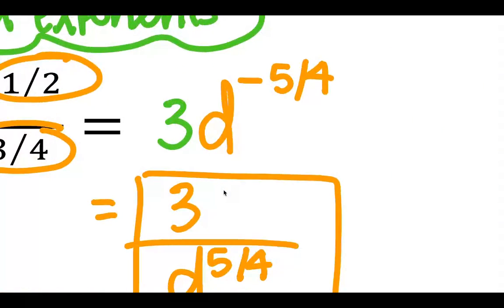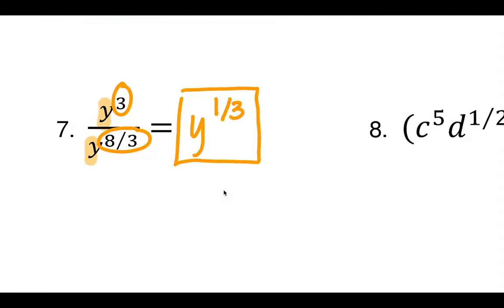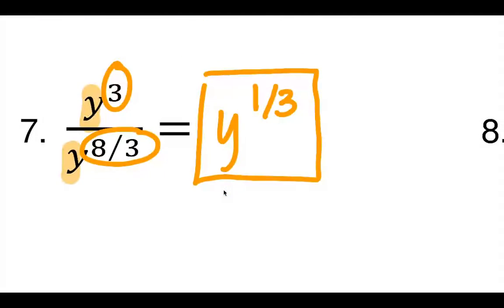Sorry, y'all, did I show you a screen on this one? I don't know if I did. So I did 12 divided by 4 is 3, then I had the d, and I had 1/2 minus 3/4, which is negative 5/4, and I had to move this whole thing down below to make him happy. I think I didn't have the right screen on, sorry. And then this one here, there were no numbers, so I just had the base of y, and I did 3 minus 8/3, and I got 1/3, which I plugged in Desmos.